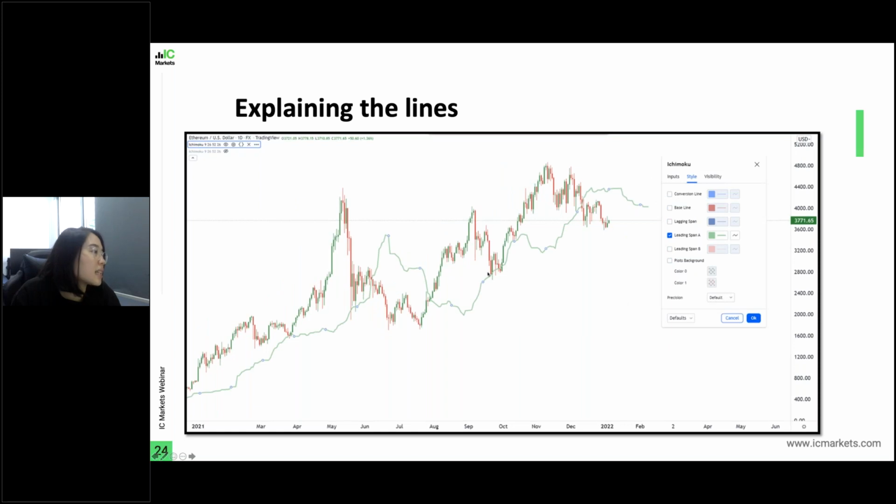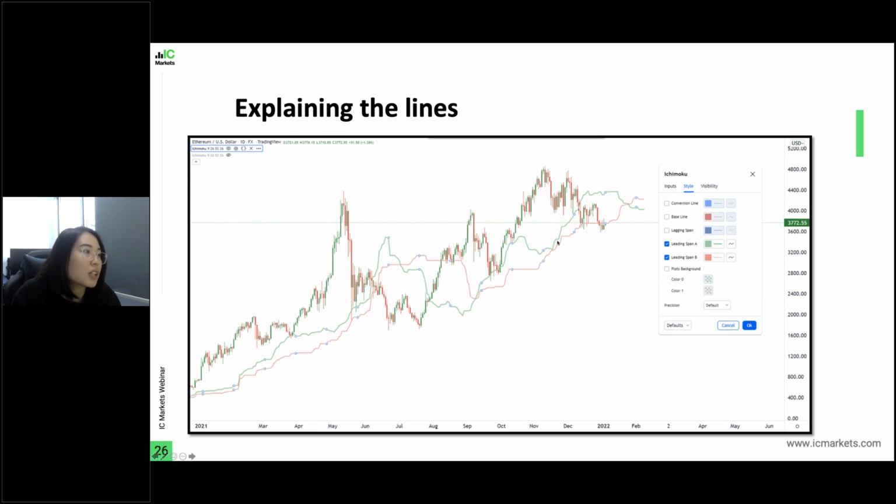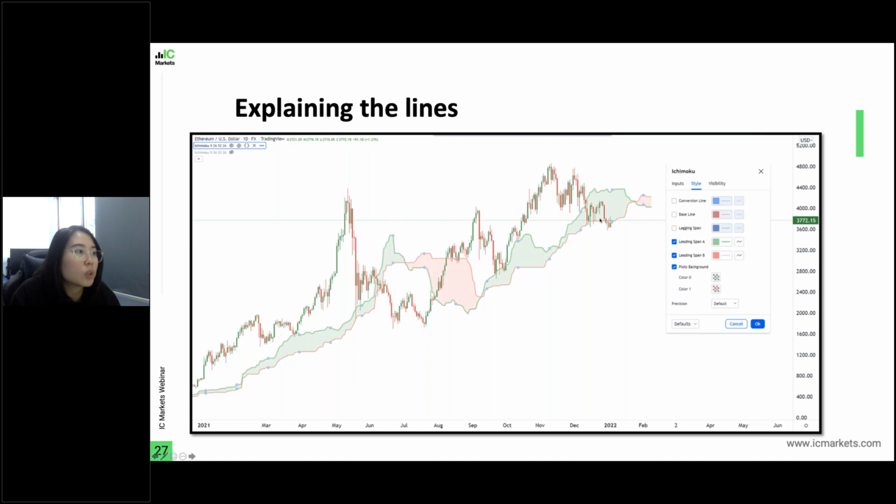Leading span A is basically that green line that covers the bottom of the cloud. Leading span B is the red line that covers the top of the cloud. Oh, sorry, the red is the bottom of the cloud, and the green one is at the top. And then we've got the most important, the plot background, which will be your cloud itself. If you go to TradingView, you want to reduce the noise. Usually I turn off leading span A and leading span B, because why do I need an outline of the cloud?